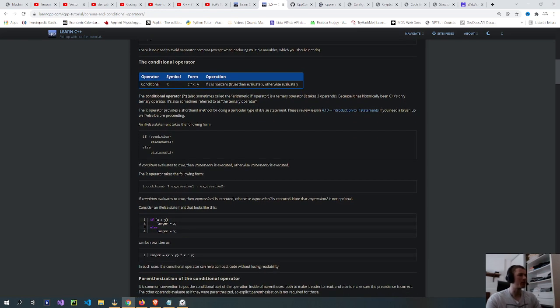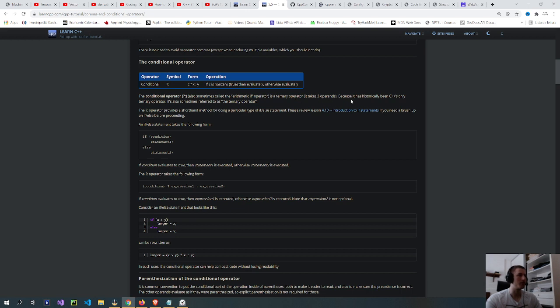The conditional operator. If c is non-zero, true, then evaluate x, otherwise evaluate y. It's kind of like an if ternary operator. The conditional operator, also sometimes called the arithmetic if operator, is a ternary operator.